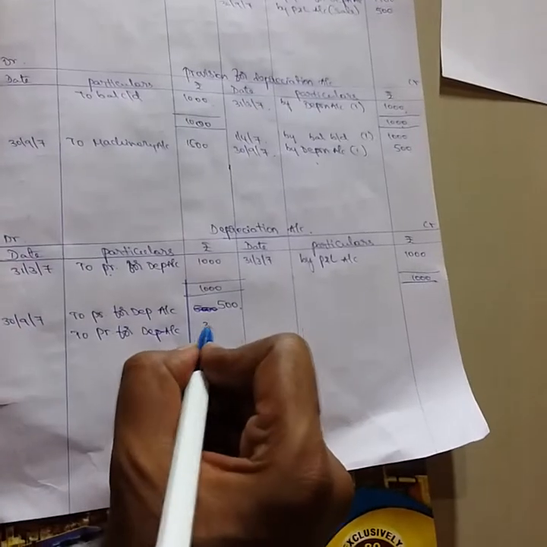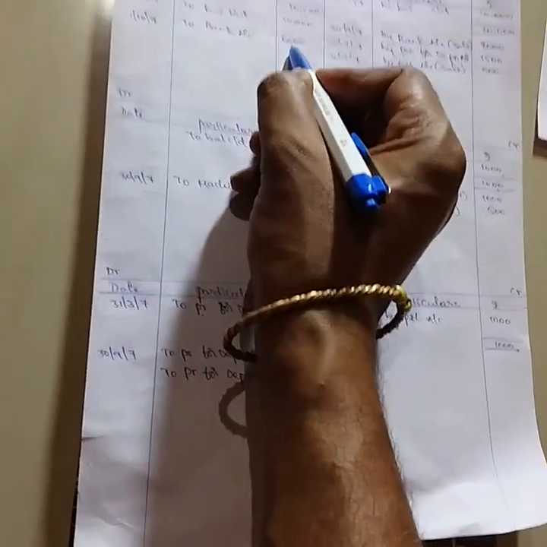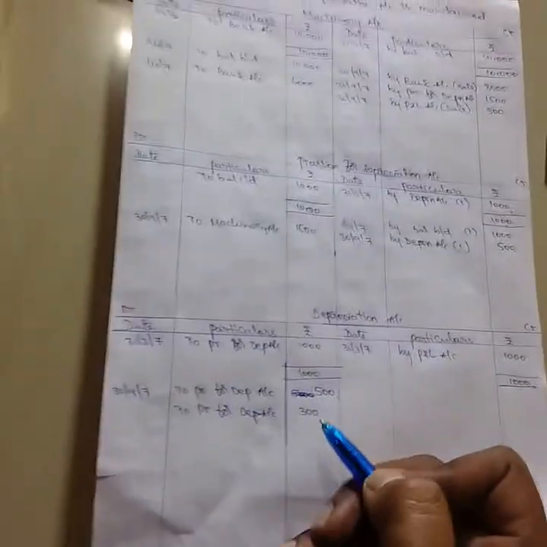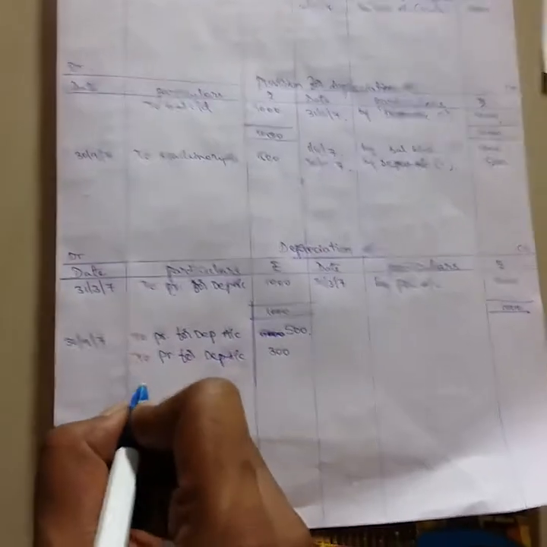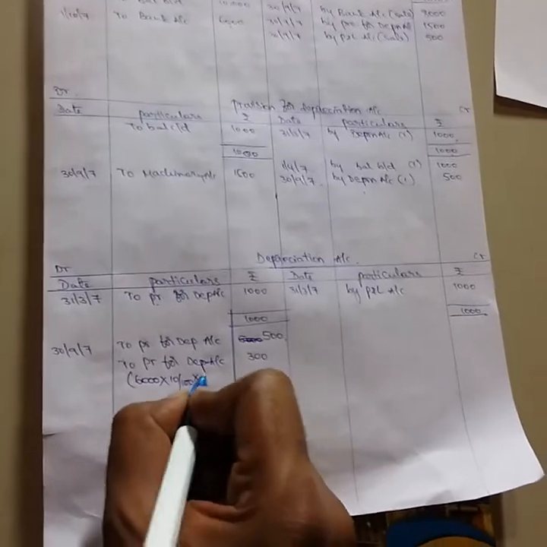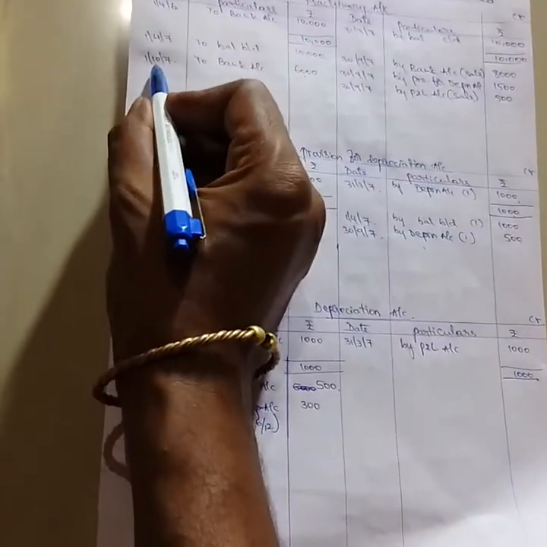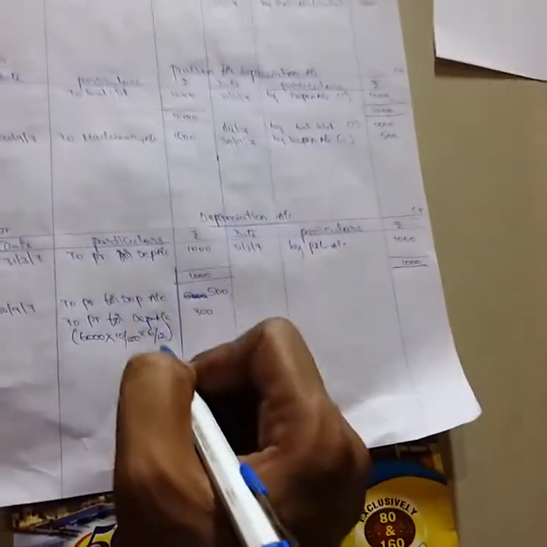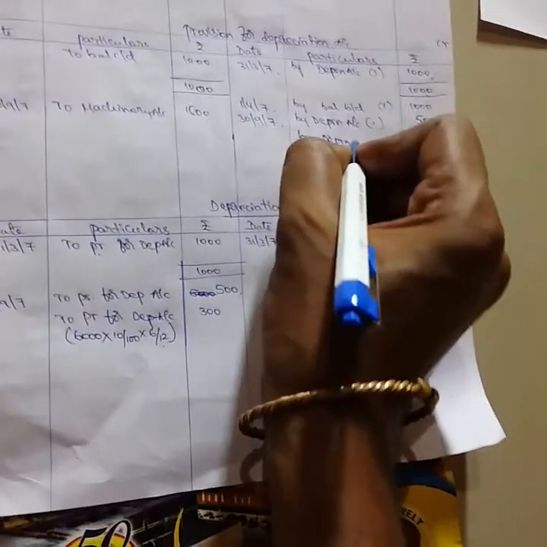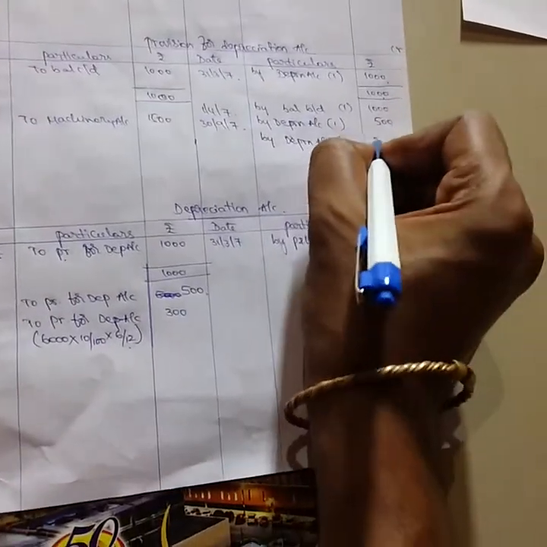depreciation account. So depreciation will be 300 because we used this asset for 6 months. 6,000 into 10% is 600, 600 into 6 by 12 is 300. We used it for 6 months, from October to 31st March. Depreciation debit, provision for depreciation account credit side by depreciation account. This is asset number 2, 300.